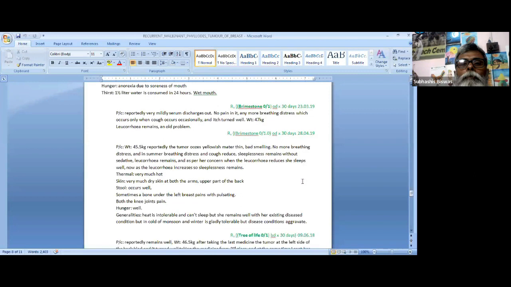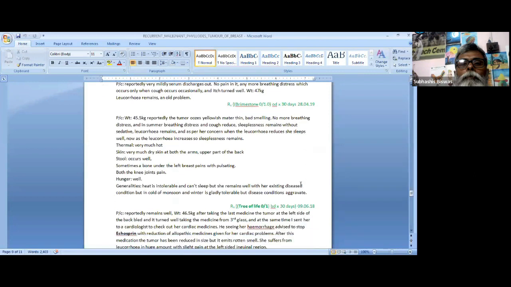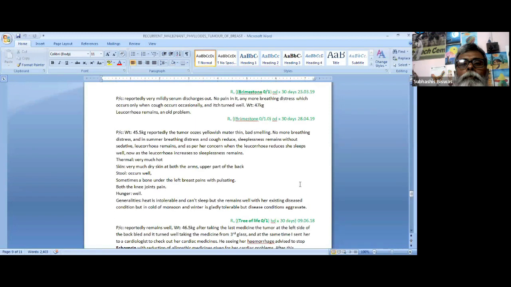But then there starts some problem. The weight reduced to 45.5 kg. The tumor starts oozing yellow after Brimstone. Yellowish matter, thin, and again bad smelling, no more breathing distress, and in summer, breathing distress and cough reduce. Sleeplessness remains without sedatives.